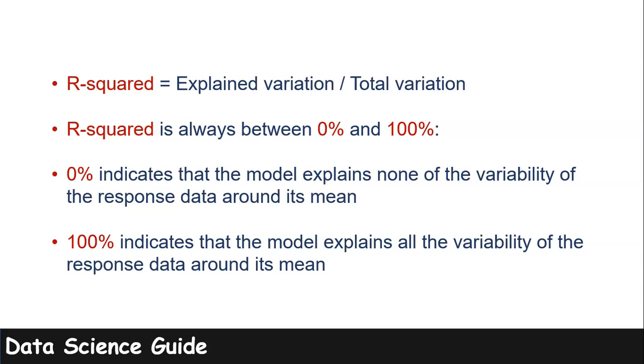If we reach something like 90% plus, that is considered a perfect model. And anything between 70 to 80%, that means this is a really good model. 60 to 70 is acceptable. And when we start going below 50%, the prediction power of that model starts to be very poor.